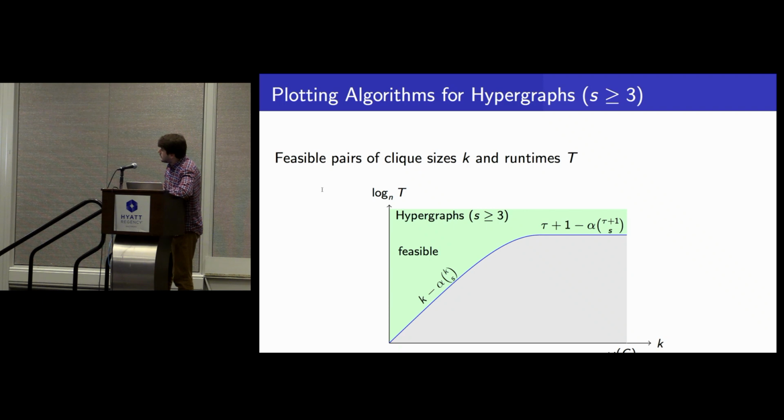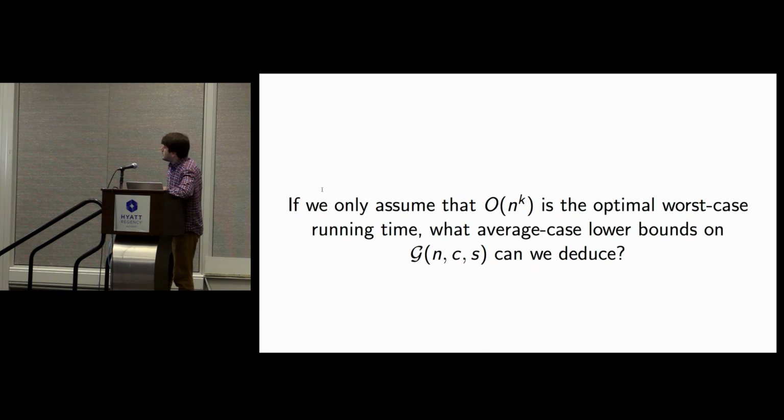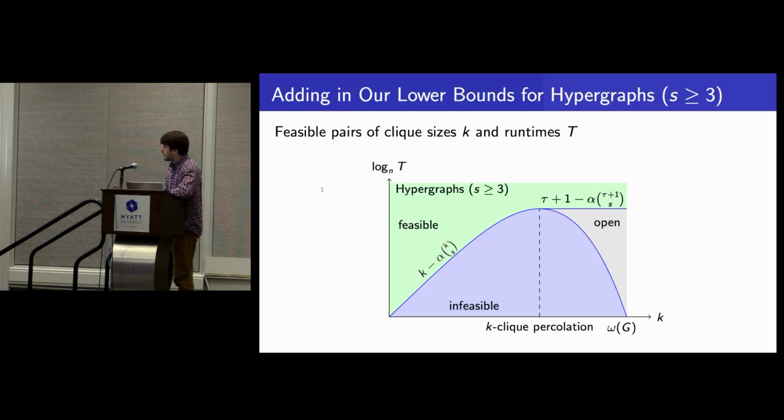Which depends on the size k of cliques we want. And so we'll show that, in fact, if we assume that n to the k is the optimal worst case running time for counting k-cliques on these hypergraphs, we can deduce lower bounds on the running time of counting k-cliques on Erdos-Renyi hypergraphs. So if you look at the diagram now, we have a blue region, which we can show is infeasible. So there are no algorithms that run in this running time. And interestingly, it matches the algorithmic results that we have up to the k-clique percolation threshold. So this is assuming that the exhaustive search algorithm for counting k-cliques in hypergraphs is optimal.